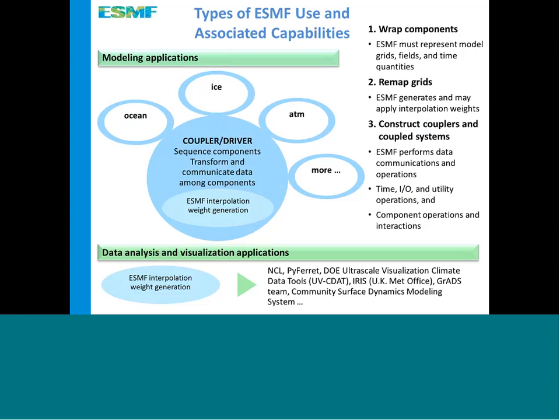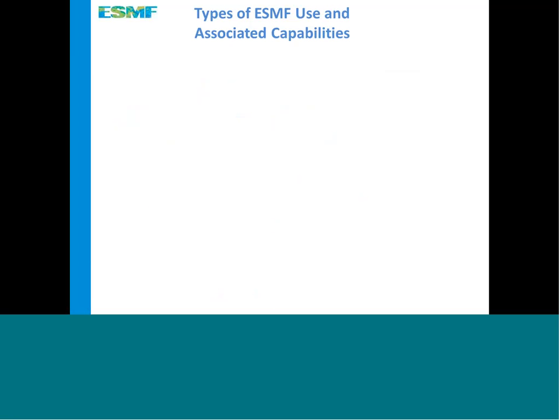Finally, you might want to go whole hog and construct couplers and coupled systems with ESMF. In that case, you're really using all of the infrastructure. You're sequencing components, you're transforming and communicating data among components, and you're using all of the utility infrastructure, probably the time and I/O and utility operations and all that stuff.